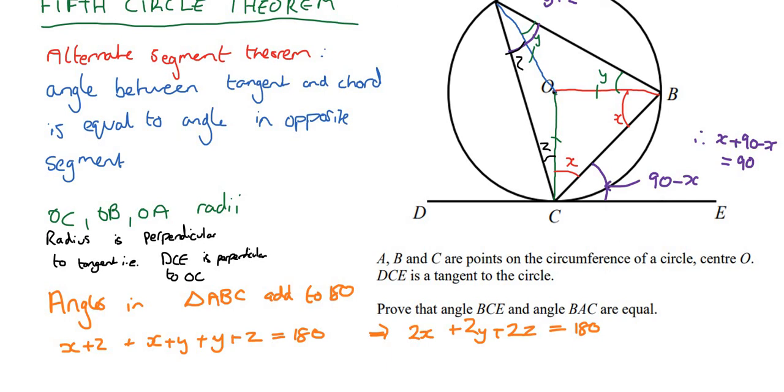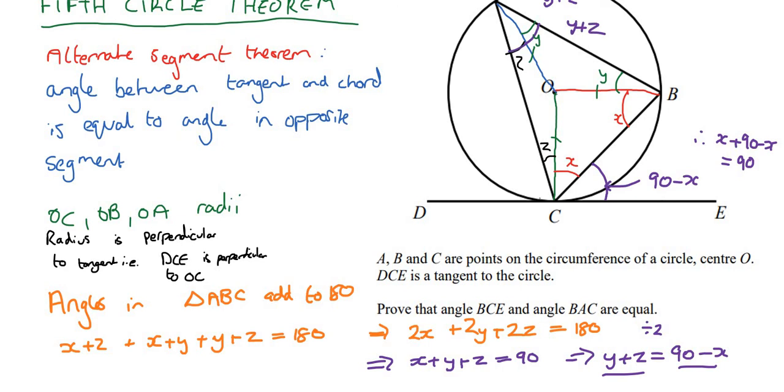What can we do from there? Well, we can divide by 2, so let's do that. So this tells us that x plus y plus z equals 90. And from here, hopefully you can see that if we take away x on both sides, we get y plus z equals 90 take away x. And this is exactly what we were trying to prove. Remember, this angle we're looking for is 90 minus x, and this angle up the top is y plus z. So, we're done. We've proved that the angle formed by the chord and the tangent is equal to the angle in the opposite segment.